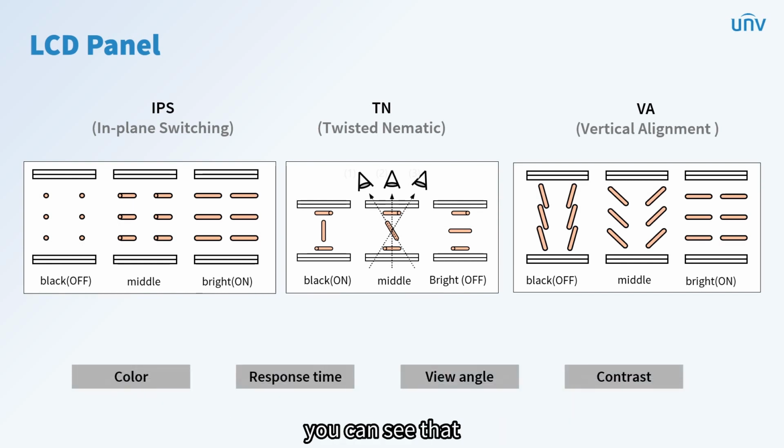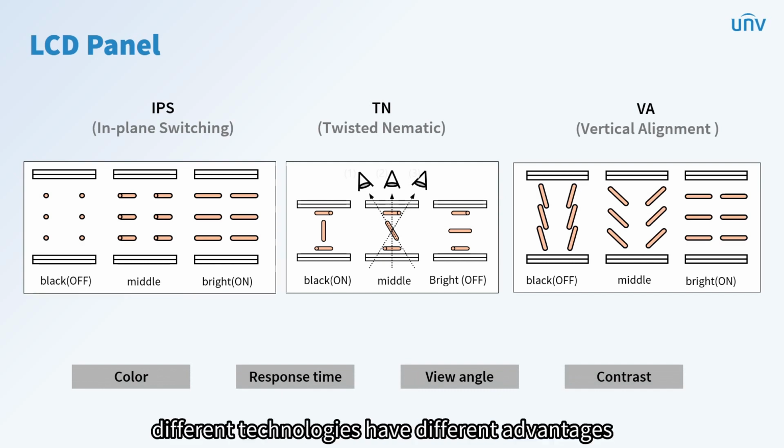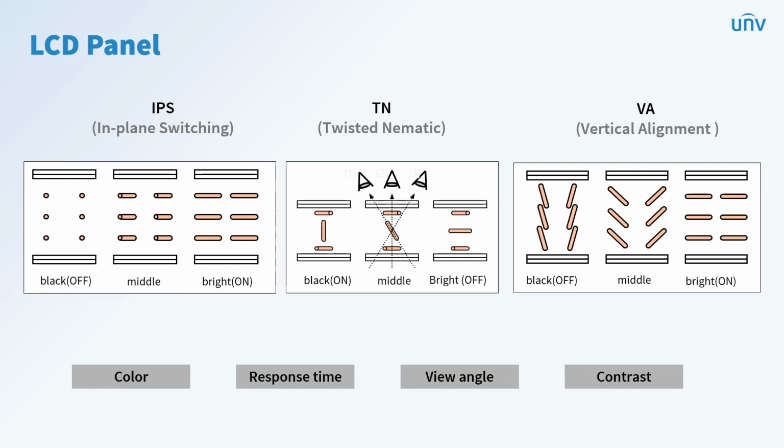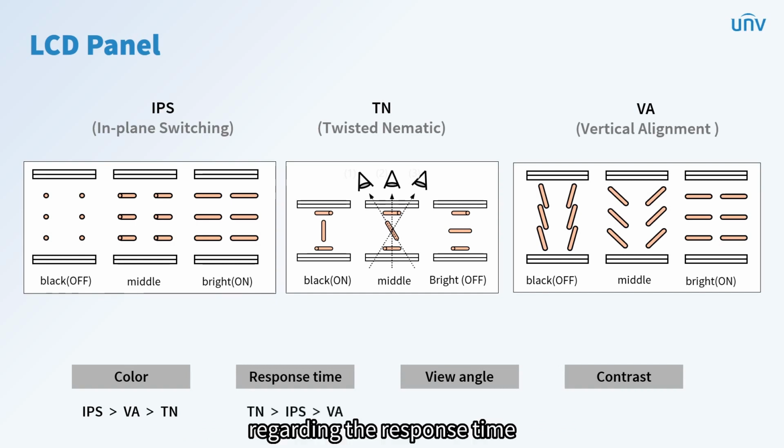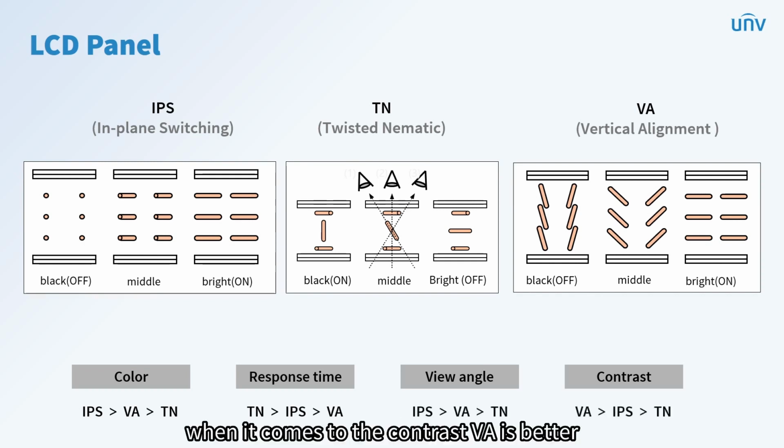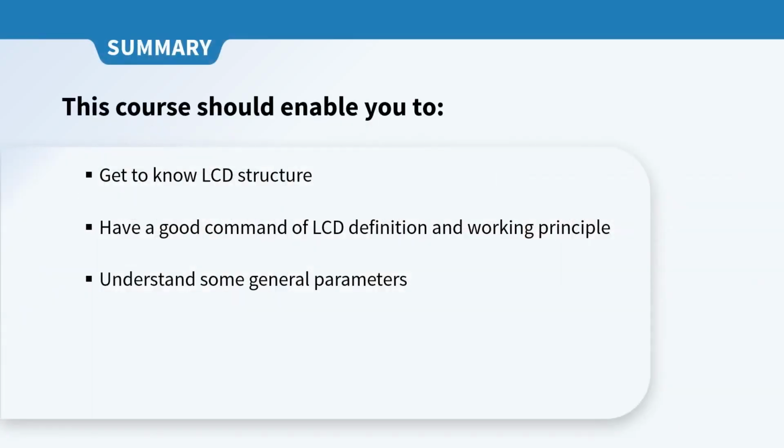By performance, you can see that different technologies have different advantages. In terms of color, IPS is better. Regarding the response time, TN is better. On the view angle side, IPS is better. When it comes to the contrast, VA is better.